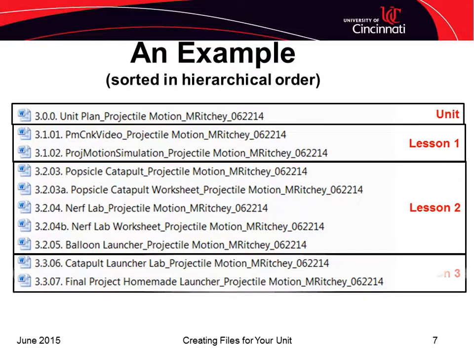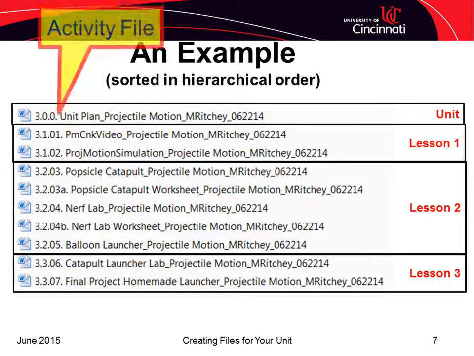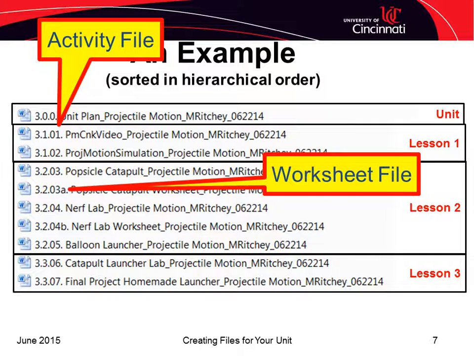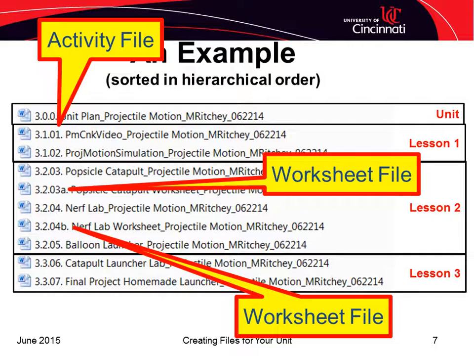So you might be wondering, what does this look like with a real set of files? Here's an example. The files are arranged in alphabetic order. More importantly, they are arranged with the unit plan at the top, followed by the lessons 1 through 3. With each lesson, there are multiple activity and worksheet files. The activity files can be identified by the two-digit number with a leading zero. The worksheet files can be identified easily because they contain a letter in the name. In this case, there are two worksheets, including 3.2.03a and 3.2.04b.